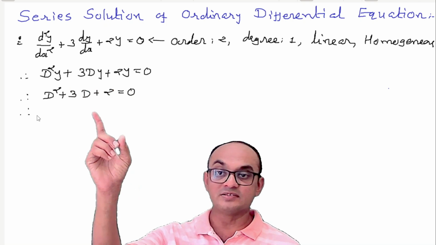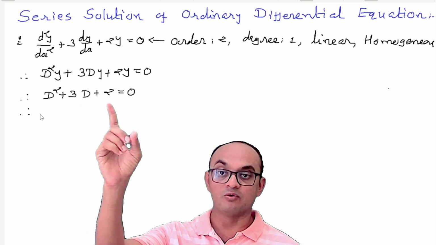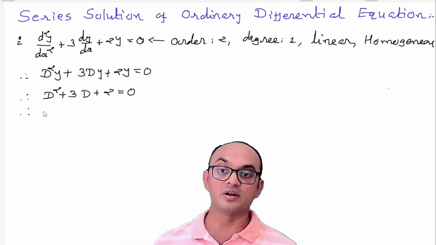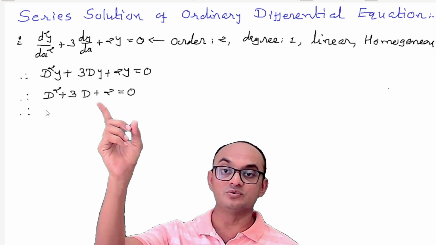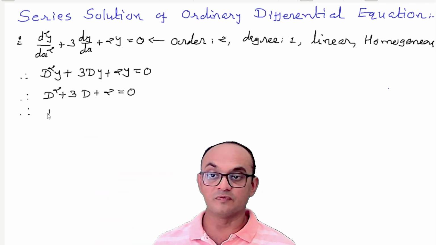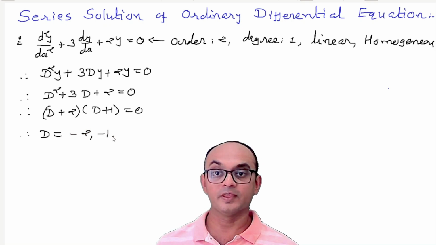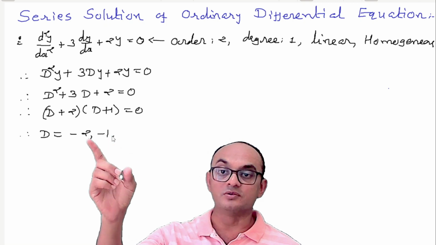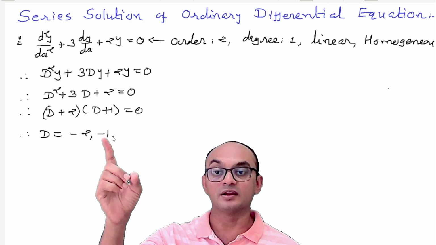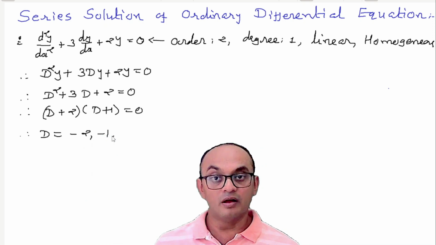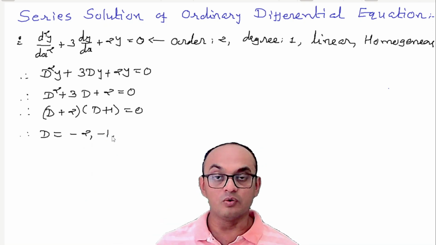We factorize this D² plus 3D plus 2. How do we factorize? We find two numbers for which the product is 2 and sum is 3. So the factors are (D plus 2)(D plus 1) equal to 0, and therefore the values of D are minus 2 and minus 1. Both are real and unequal values.